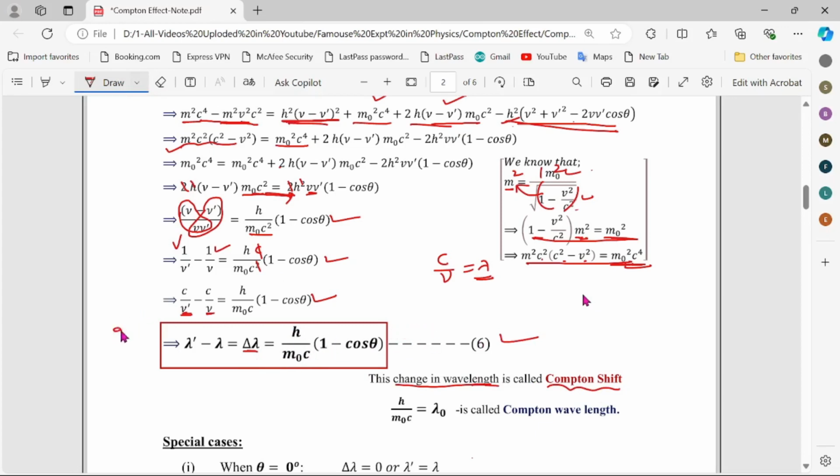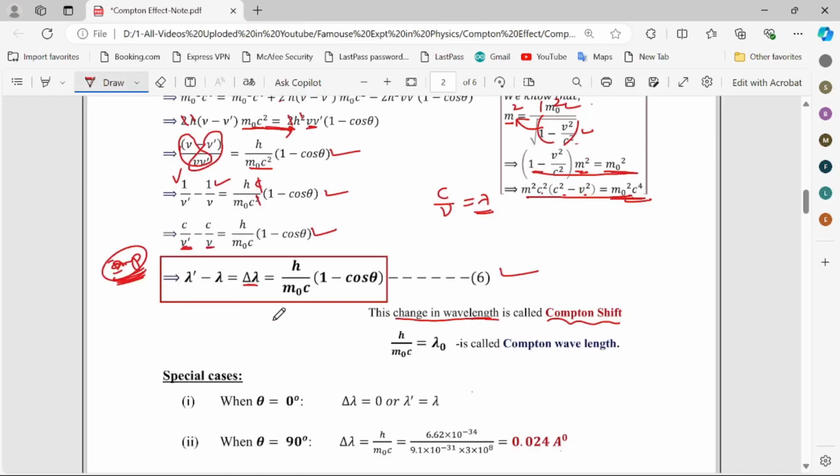I suggest that you just remember this expression, it is very, very important. Directly you can get questions in your exam where you have to use this expression or formula. So in the Compton effect, this expression is most important. I suggest that you just remember it.